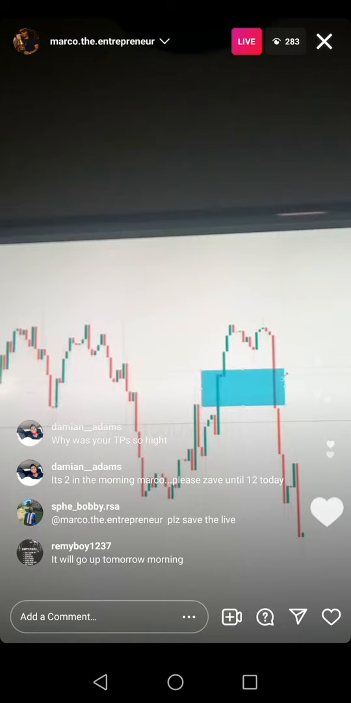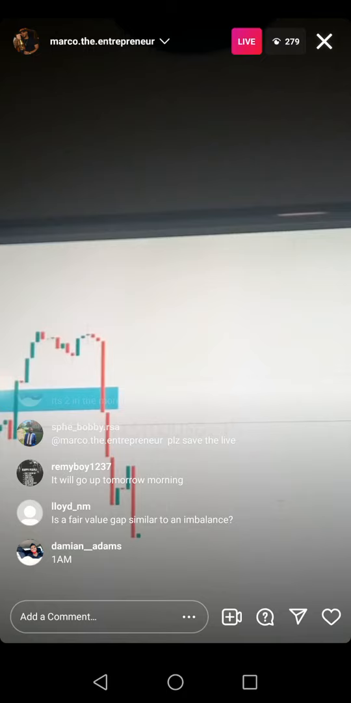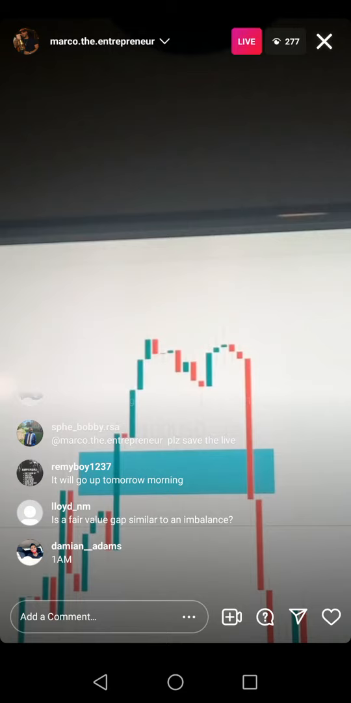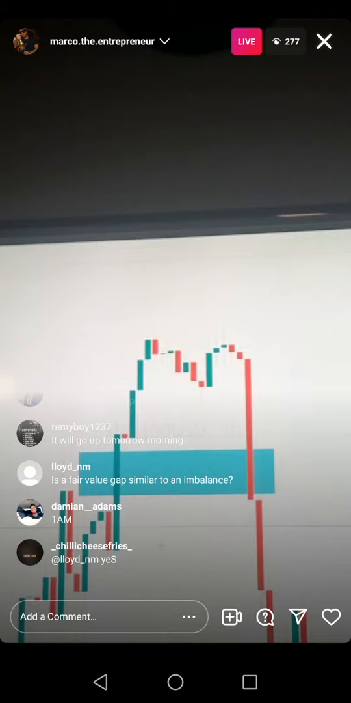You see this here? This was the imbalance. Let me just go deep. You see this? So let me explain it, right? So this is what price did. So when price bounced off this order block, that took out this previous structure over here.